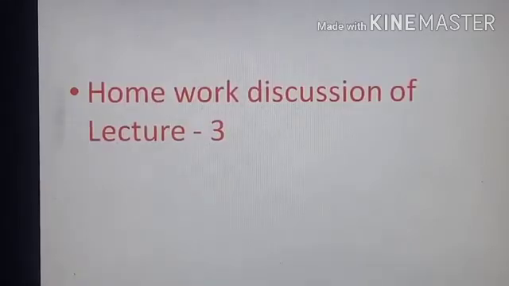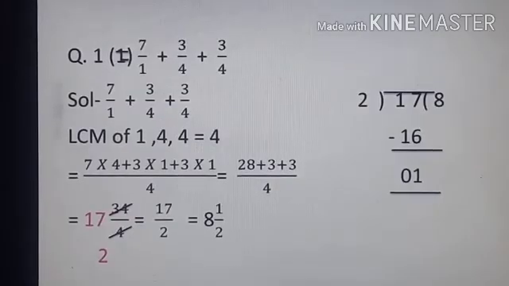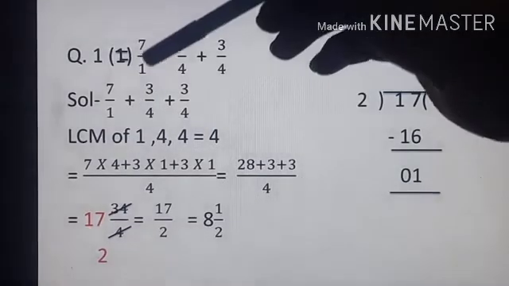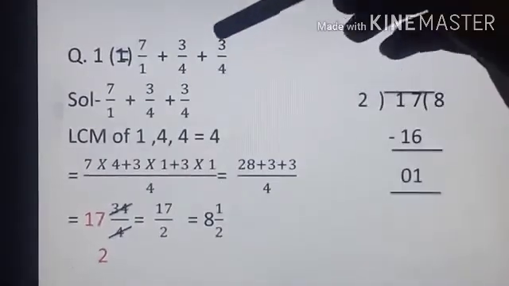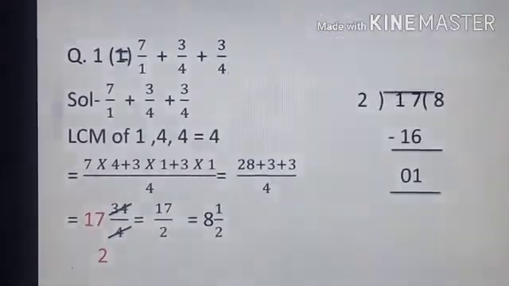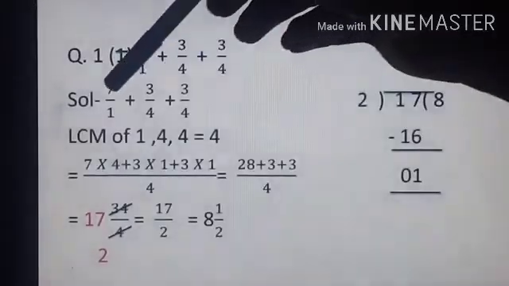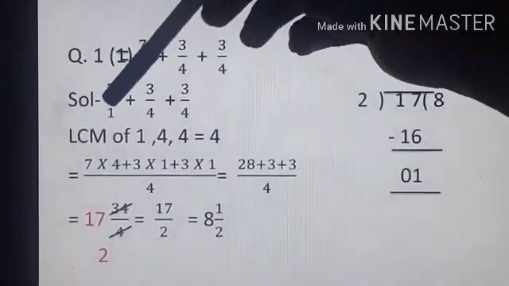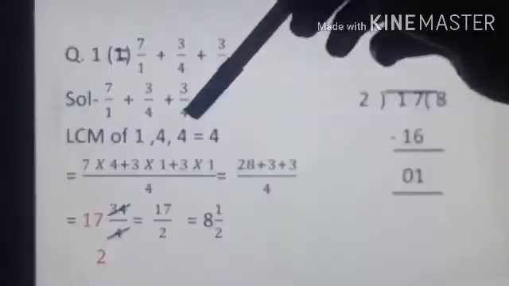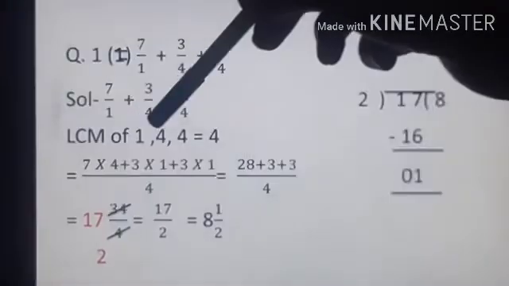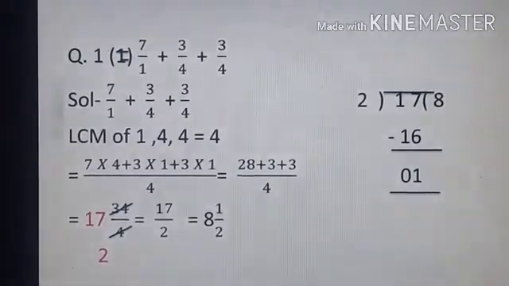Now let's do homework discussion of lecture 3. So question 1, 3 parts were given, I, K and L. So let's start. 7 upon 1 plus 3 upon 4 plus 3 upon 4. So first of all, we will write down the question again. Then see the denominators 1, 4 and 4. So LCM of 1, 4 and 4 is 4. Right?